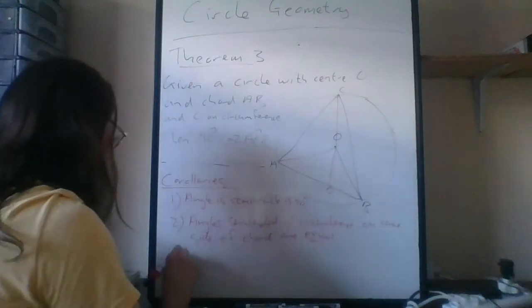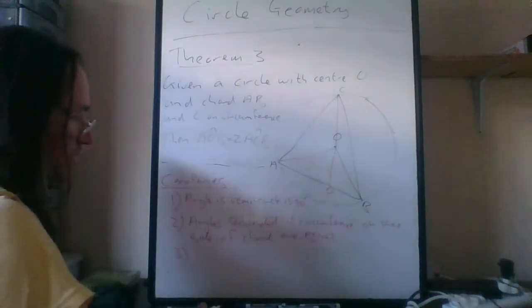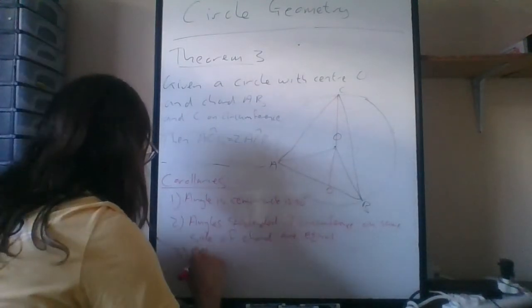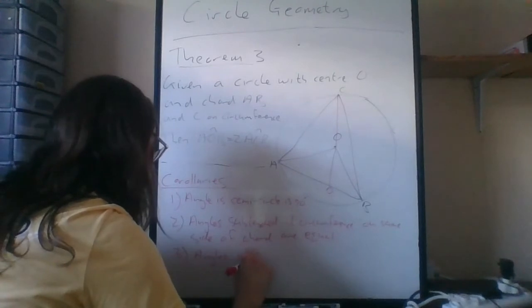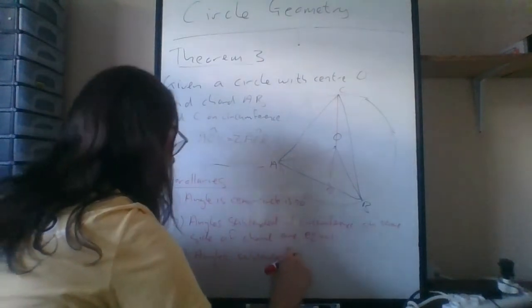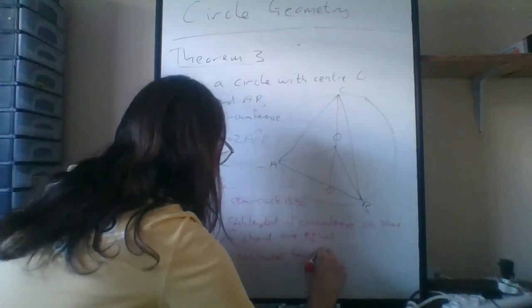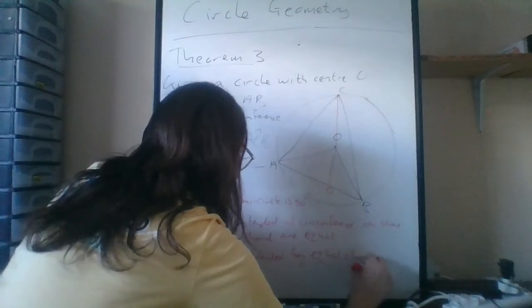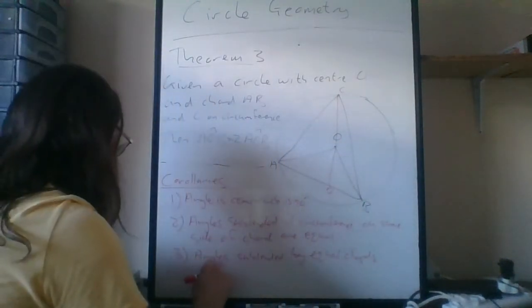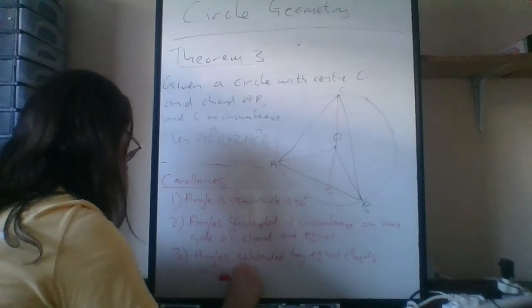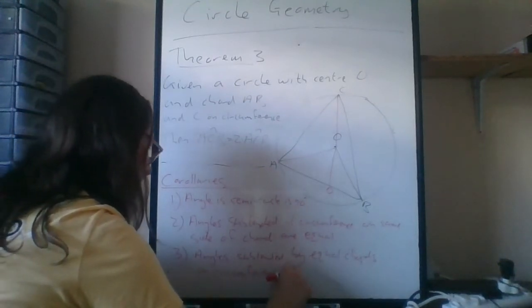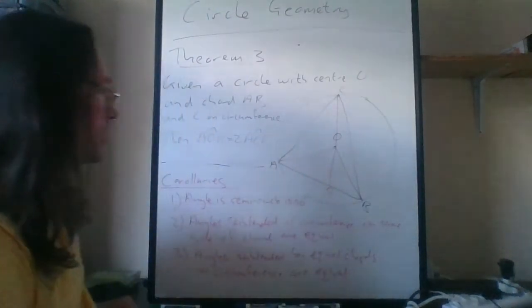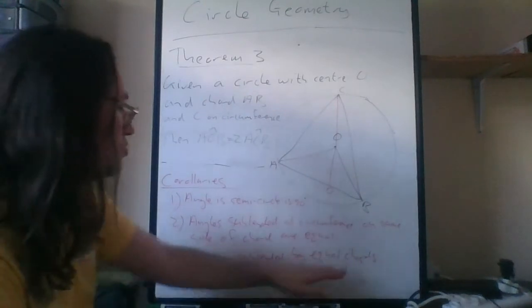And then the third corollary, basically the same as the second corollary, says that angles subtended by equal chords on circumference are equal.